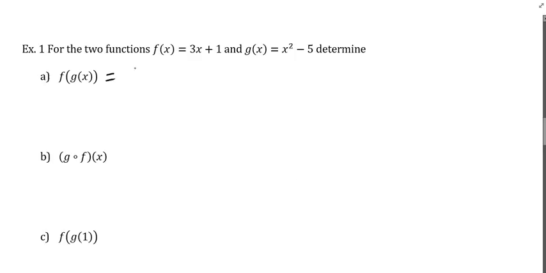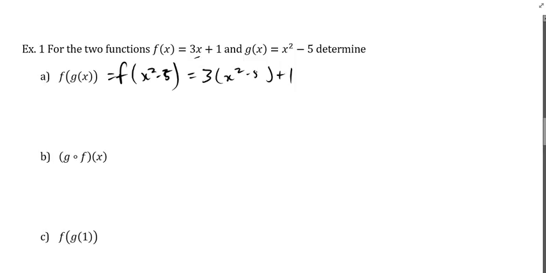So we could do it the long way. This is like f(10): I would take 10 and sub it in for x. But it's f(g(x)), so it's like f(x squared minus 5), right? Which is 3 bracket plus 1. What do I sub in for x? x squared minus 5, g(x).